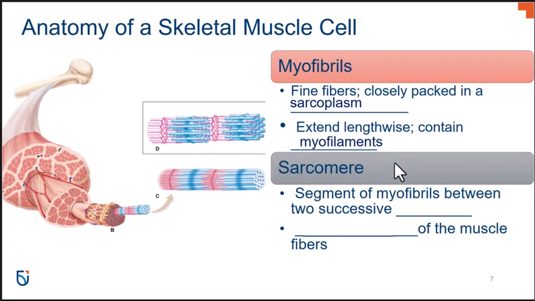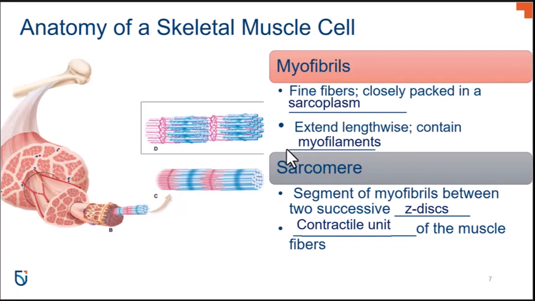I mentioned the term sarcomere before. A sarcomere is a feature of skeletal muscle. It's a segment of the myofibrils between two successive Z discs. So what does that mean? Well, we'll look at Z discs soon, but just to show you now, this is a Z disc and this is a Z disc. So from here to here, the region between two successive Z discs is called a sarcomere. And a sarcomere is very important because it is the contractile unit of the muscle fiber.